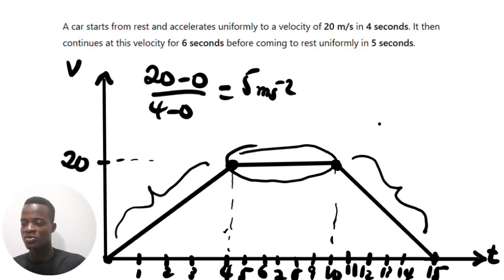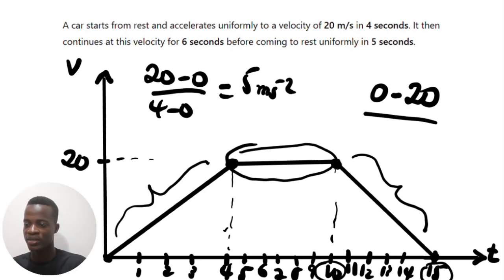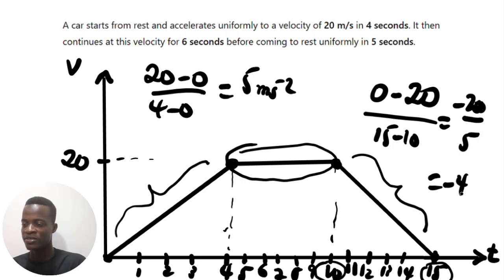But here it's going down, so there's going to be deceleration. We are expecting a negative value from this point. The final velocity will be 0, measured on the vertical axis, so it's 0 minus 20, all over the final time, which is 15, but this deceleration started from point 10. So it's 15 minus 10, which gives us negative 20 over 5. Negative 20 over 5 is going to give negative 4 meters per second squared. The negative tells us that a deceleration is happening there.